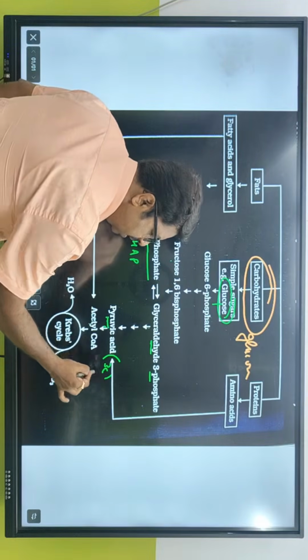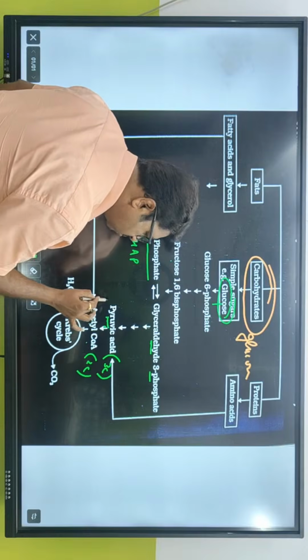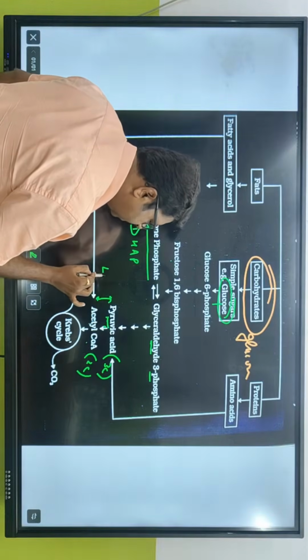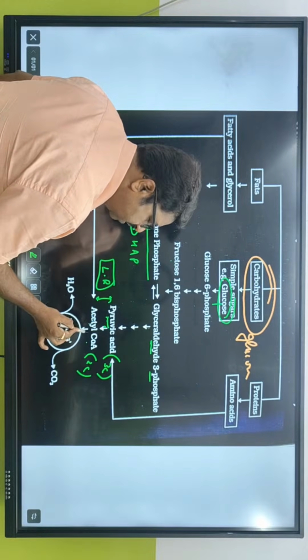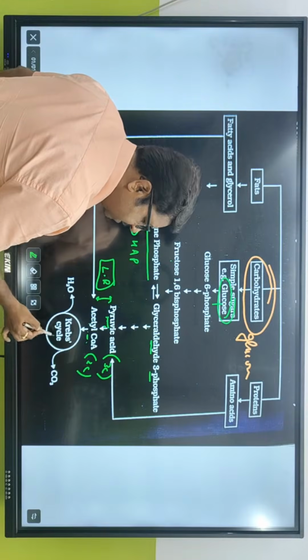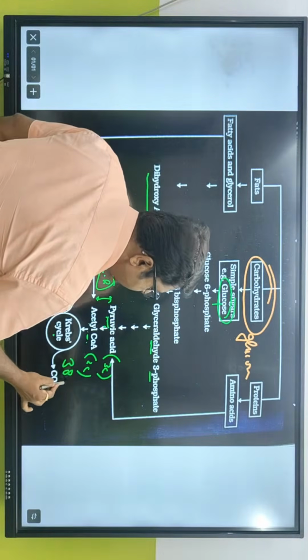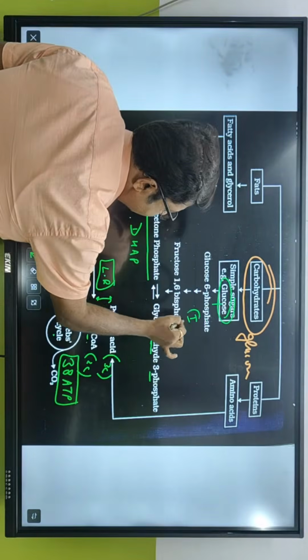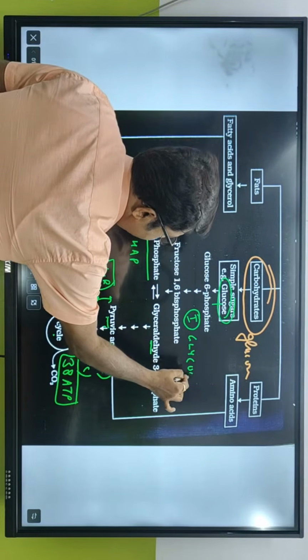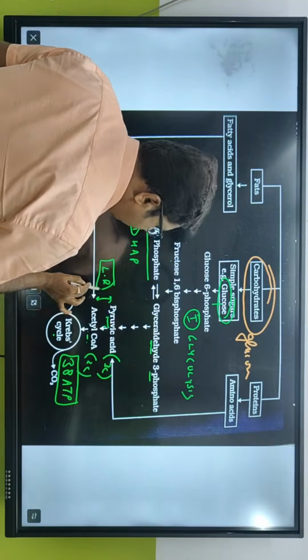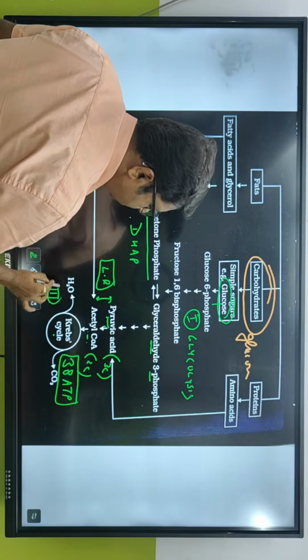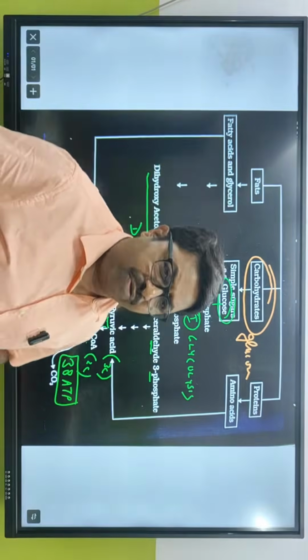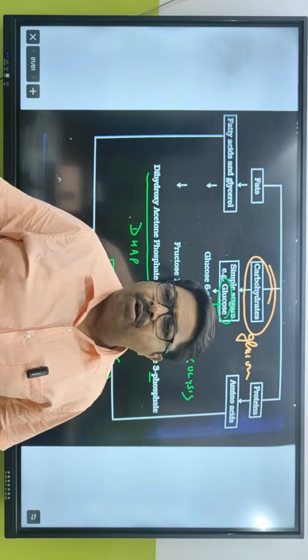This pyruvic acid, by link reaction, becomes acetyl-CoA. Pyruvic acid is a 3-carbon compound and acetyl-CoA is a 2-carbon compound. So this step is what? Link reaction. After the link reaction, acetyl-CoA gets inside the Krebs cycle and ultimately forms 38 ATP. So the first step is called glycolysis, this step is called link reaction, and this step is the third step called Krebs cycle. Just now we have finished it off. This is the breakdown of glucose.